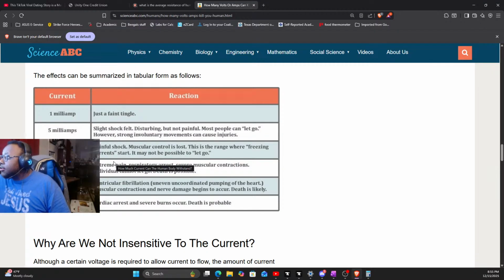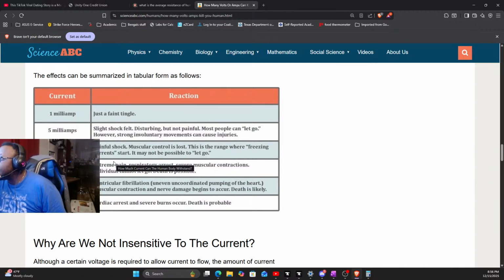5 milliamps. You get a slight shock, felt disturbing but not painful. Most people will let go. That's like when you rub your socks on the carpet, and you go up to your brother and zap him, and he's like, dude, what the heck? That's that involuntary response. You built up enough charge to create 5 milliamps of current.